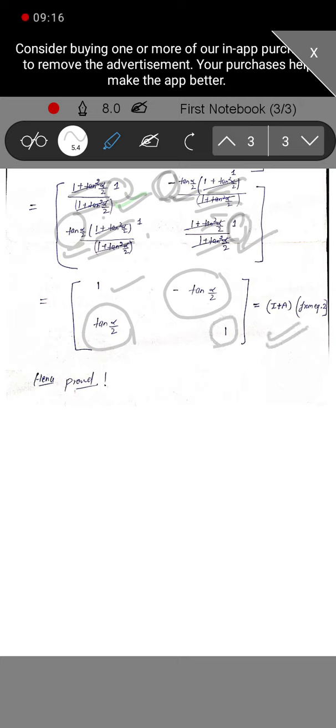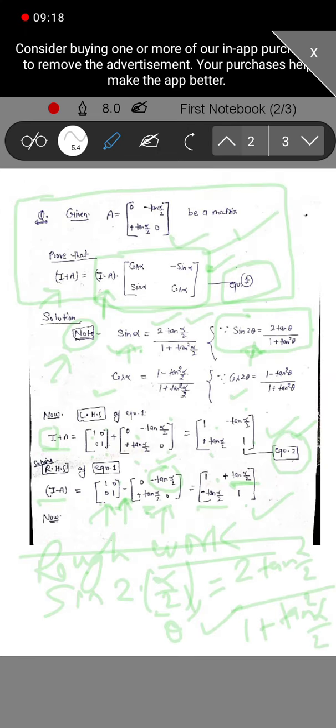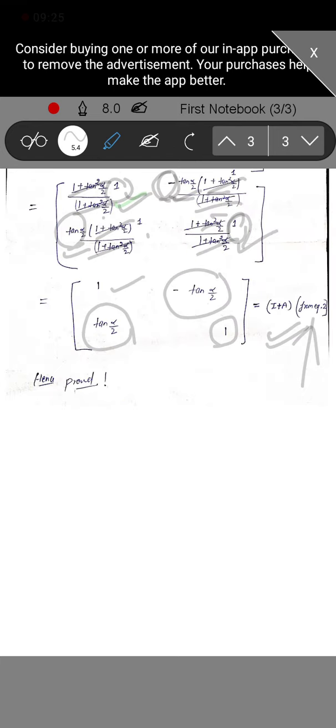You can observe what we have written in equation number 2. Yes, this is our equation number 2. You can observe that 1, minus tan alpha by 2, tan alpha by 2 and 1. That is what we require to prove, and hence we are done.